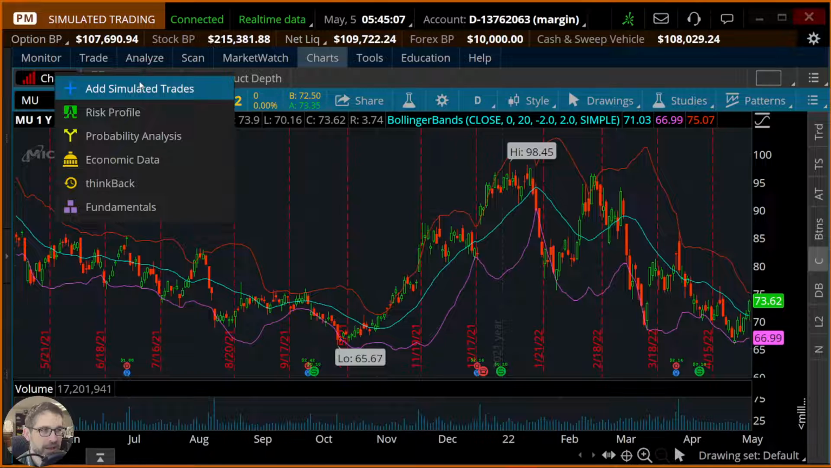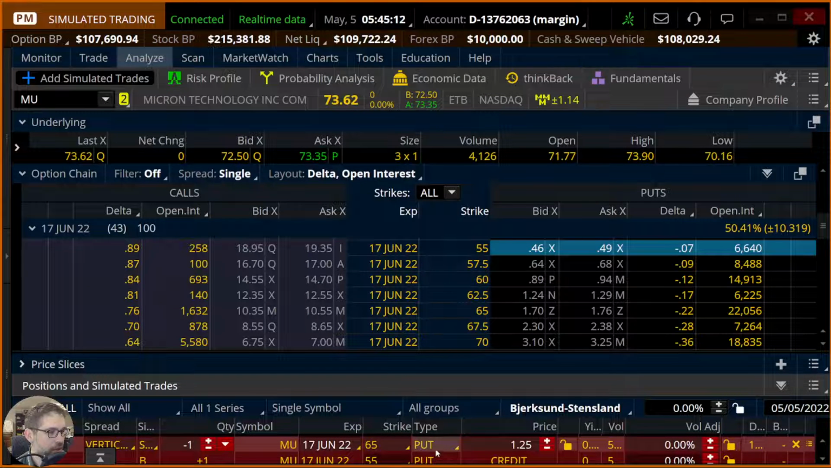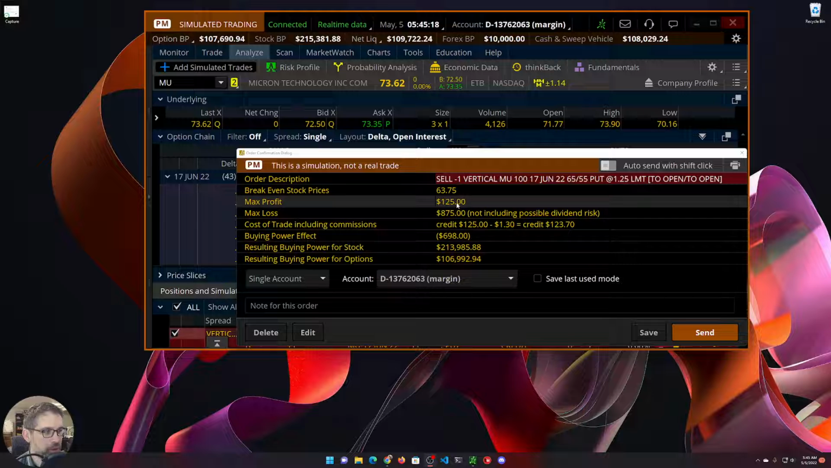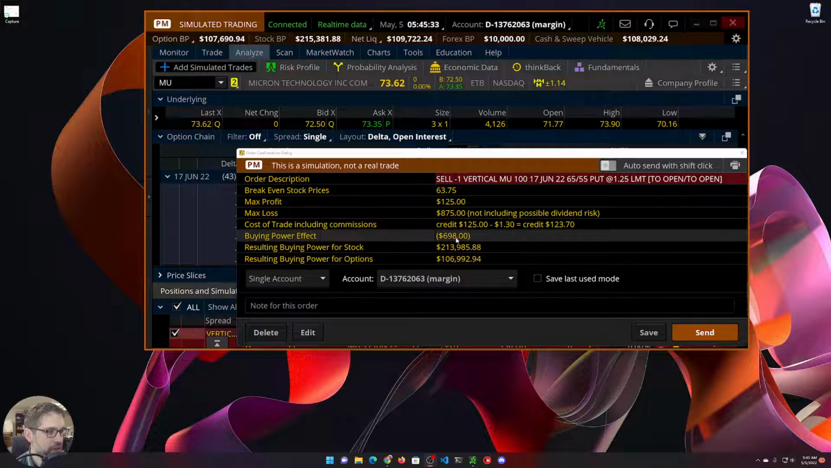So I'm going to go back to this add simulated trade. Here we have our vertical, and I'm going to right click that trade, choose confirm and send, and allow you to see that here. Max profit is 125, max loss 875. Similar probabilities of profit on this one, but a much lower max loss number. Not that anyone wants to lose $875. But I'm going to go ahead and we'll put that one into the margin account. It's going to hold $700 of buying power effect on that one, rather than the $6,300 and change.